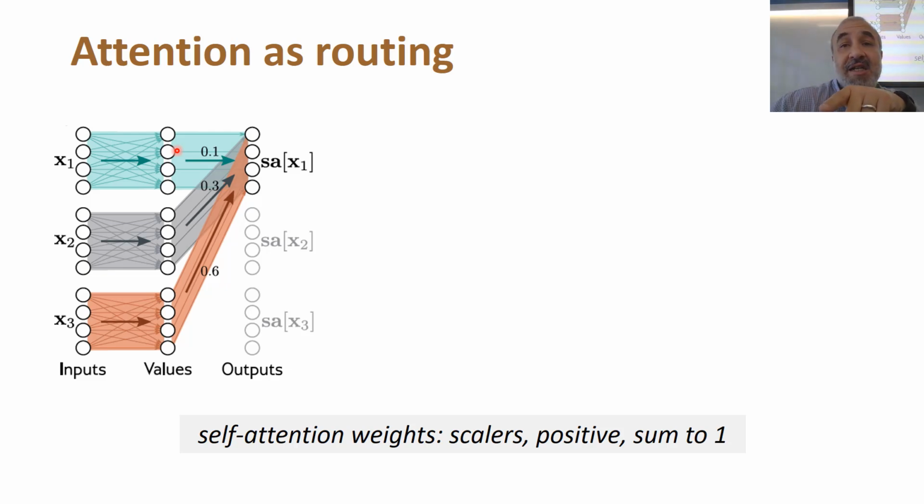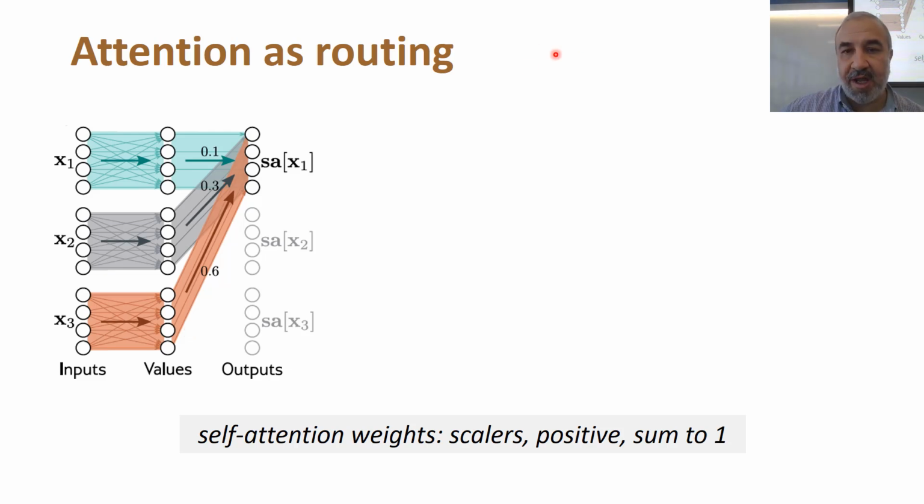For the word it, for example, why should it attend to itself, right? It should attend to others. Okay, it can happen. But the idea is the self-attention output vector is a weighted sum of all the value vectors. The value vectors. Okay. So what do we mean by weighted sum?